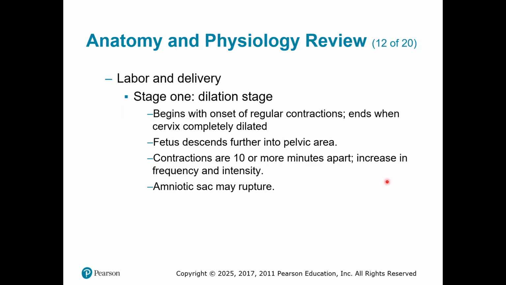If we look at the stages of labor here, stage 1 is the dilation stage. This begins with the onset of regular contractions and ends when the cervix is completely dilated. The fetus descends further into the pelvic area, and contractions are 10 or fewer minutes apart, and they increase in frequency and intensity. The amniotic sac at this point in time can rupture.